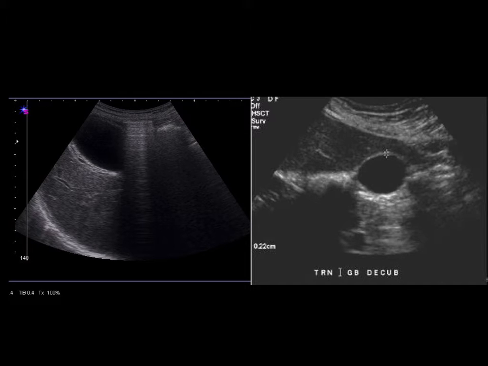Here are a couple of examples of the gallbladder in transverse. In the left image here, we can see that the gallbladder wall appears a little bit thickened. We'll talk more about that in a bit. Also may have a bit of pericholecystic fluid.